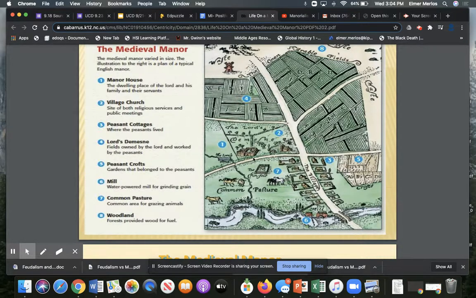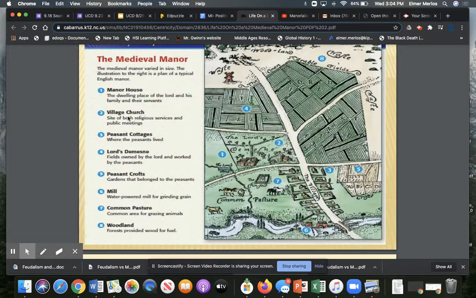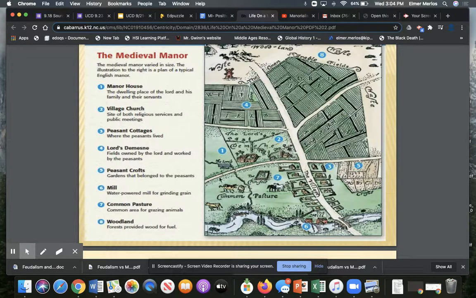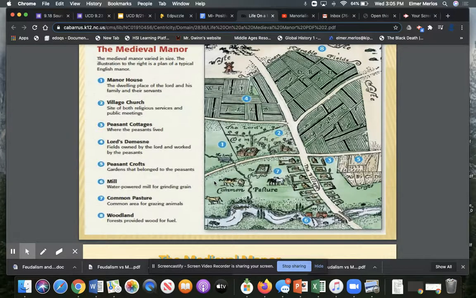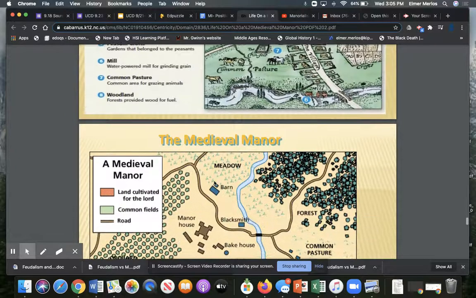This is another map of what a manor might look like. There's a manor house. There's a village church. There's peasants where they live. There's the fields owned by the Lord. The Lord will not farm this himself. He would have peasants farm it for him, right? The peasants might have a field, but that land does not belong to them. They have to give a part of what they grow to the Lord. There's a mill. There's a common pasture where you have animals eat the grass, and there's the woodland.